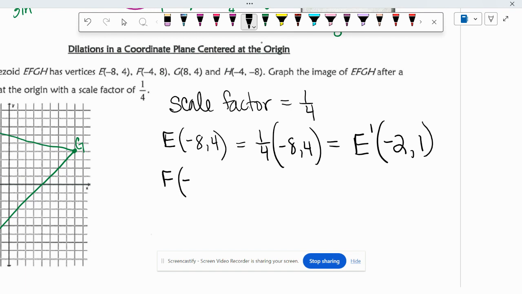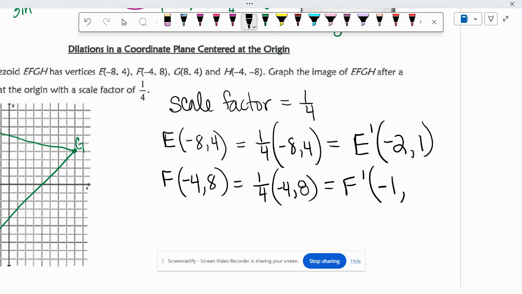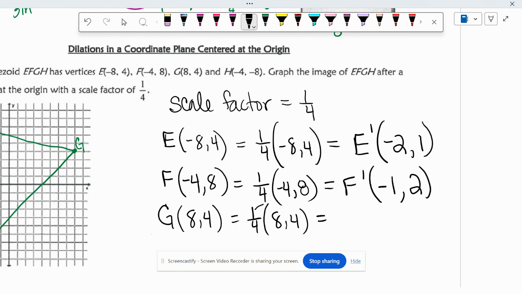So F, -4, 8, equals the scale times -4, 8. So F prime becomes what? Well, 1/4 of -4 is -1. And 1/4 of 8 is, positive 2. Yep. We do the same for G. So you take each point and you multiply it by the scale. Again, it's called scalar multiplication. You might see that. So 1/4 times 8 gives me an ordered pair of 2, 1 for G prime.